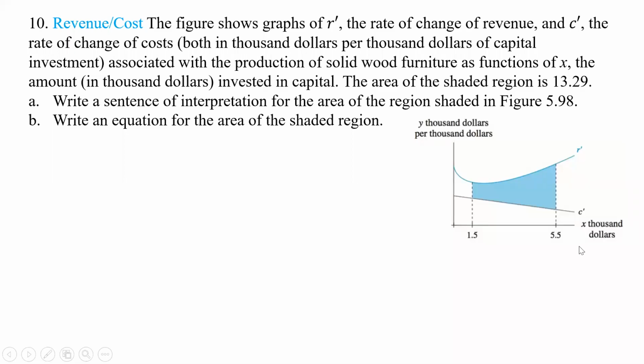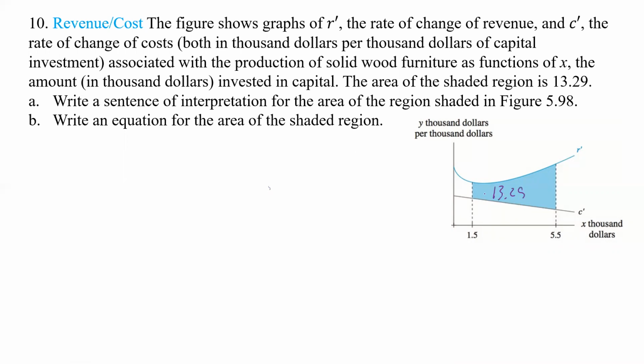Okay, on this one, it says the figure shows a graph of R prime, the rate of change of revenue, and C prime, the rate of change of cost of goods. So R prime is going up, it looks like. Cost of goods is going down here, associated with the production of solid wood furniture as a function of X, the amount in thousands of dollars invested in capital. So the area of the shaded region is 13.29. If we write that down on our graph here, 13.29 is the area of that region.